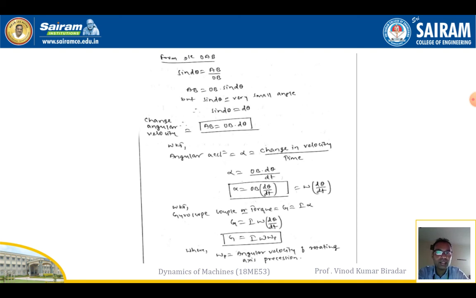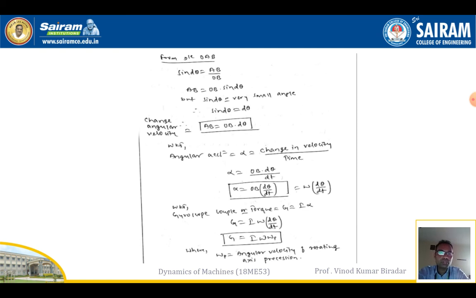We know that the angular acceleration alpha is equal to change in velocity divided by time. Therefore alpha is equal to change in velocity AB, that is OB into d theta, divided by time dt. Simplifying, alpha is equal to OB into d theta by dt. OB is nothing but the angular velocity omega; substitute d theta by dt as omega p. The gyroscopic couple or torque is equal to the mass moment of inertia into this angular acceleration. So G is equal to I into omega into omega p, where omega p is the angular velocity of the rotating axis of precession. This is the expression for the gyroscopic couple.